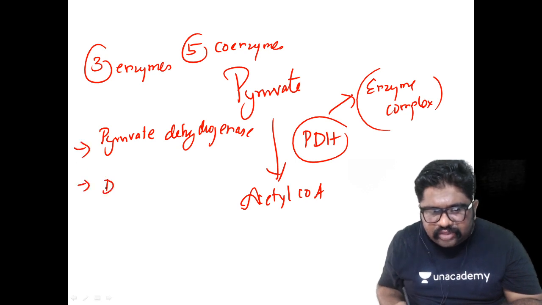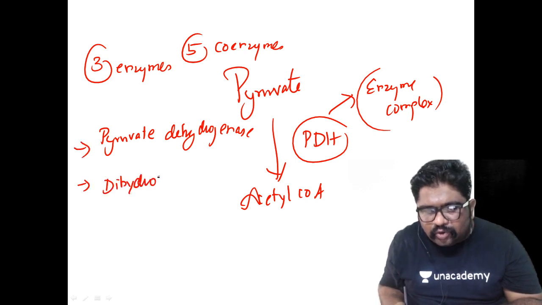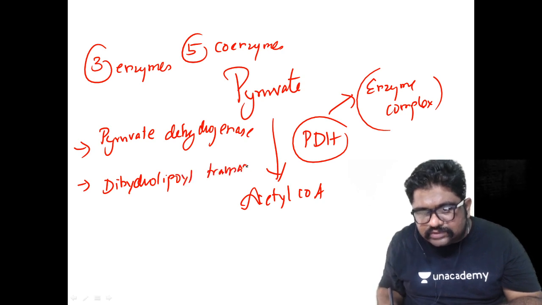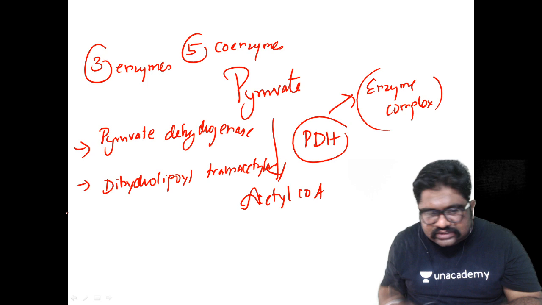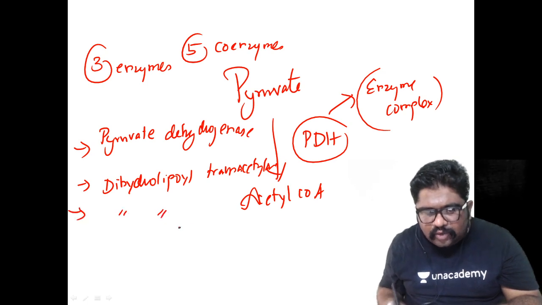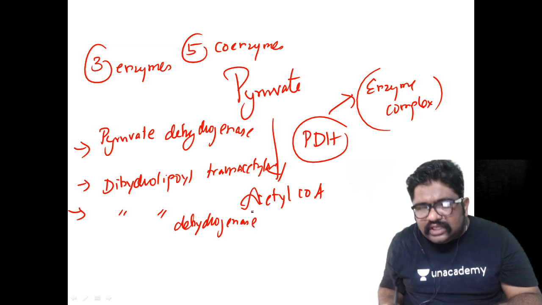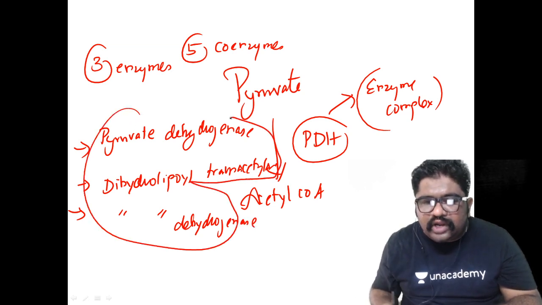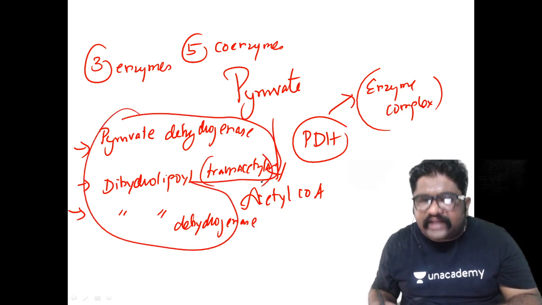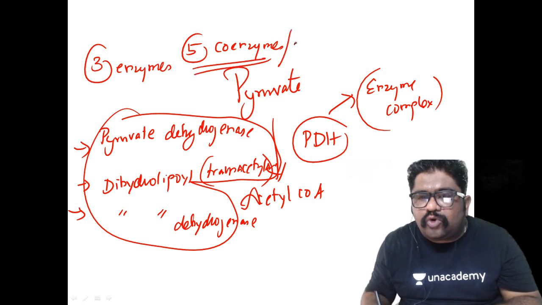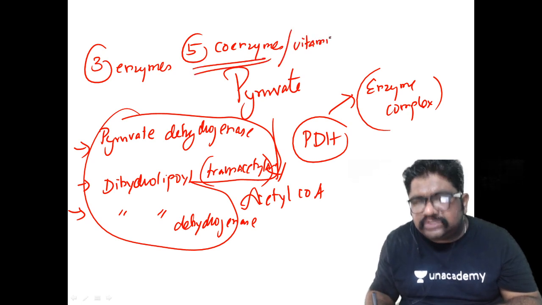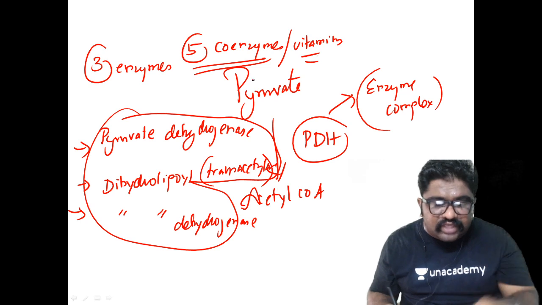It also has something called dihydrolipoyl transacetylase. It also has dihydrolipoyl dehydrogenase. So the question here is, in the PDH complex, we have two dehydrogenases, one transacetylase, and we have five coenzymes or vitamins. Who are the five vitamins we have in case of the PDH complex?